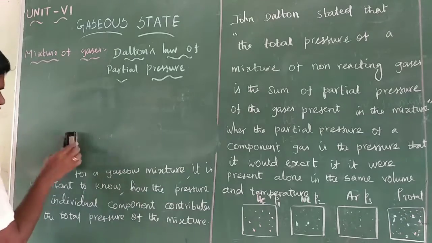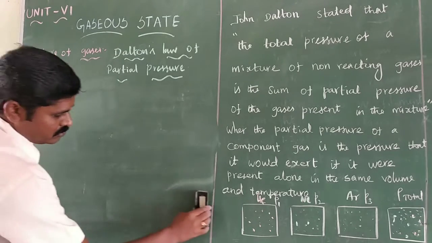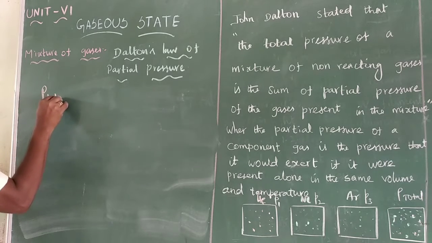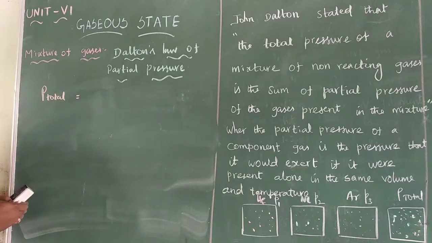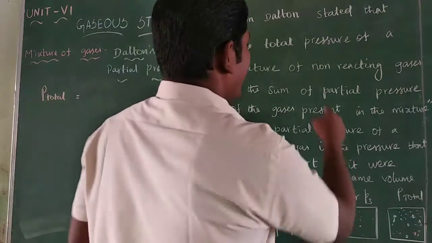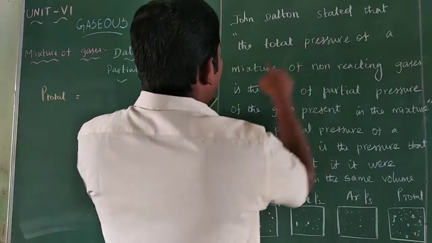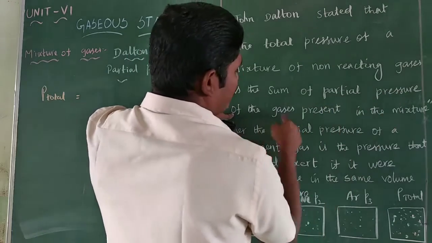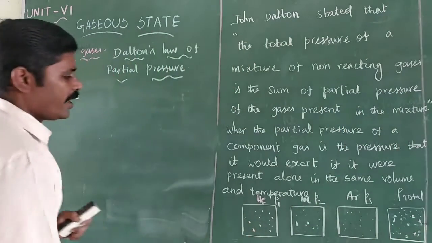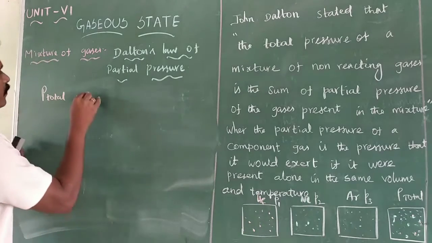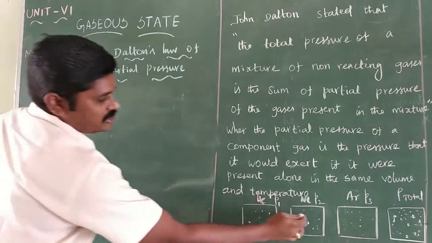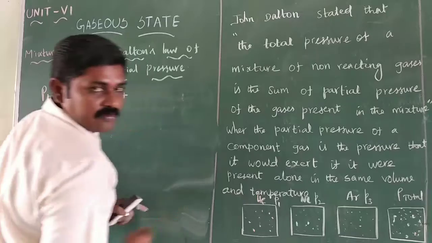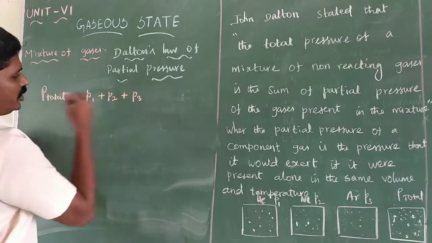The P total, the total pressure, is equal to the sum of the partial pressures. The total pressure of a mixture of non-reacting gases is the sum of the partial pressures of the gases present in the mixture. So the partial pressure of helium P1, plus the partial pressure of neon P2, and the partial pressure of argon P3.